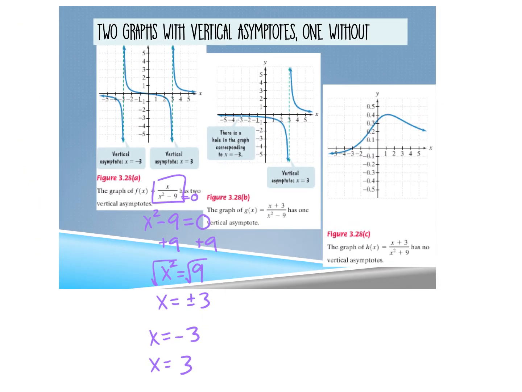Here, they're graphed for me already. I have a vertical asymptote at negative 3 and a vertical asymptote at positive 3. So this is an example where we have two vertical asymptotes. You just draw a dotted line, not one solid line, because it's not part of your graph. It's just showing you that your graph is going to get close to that line, but it's not going to cross.